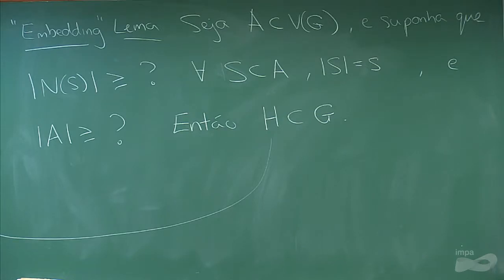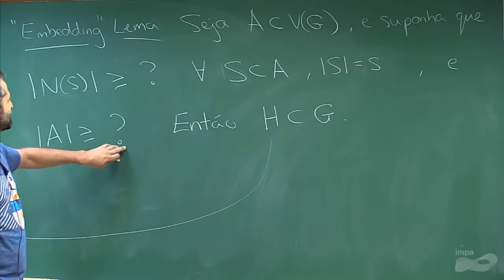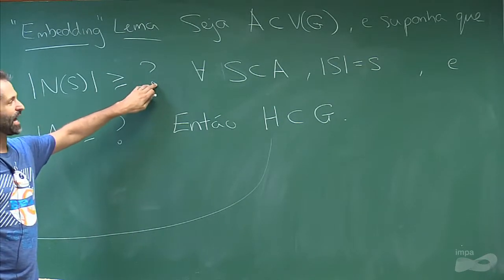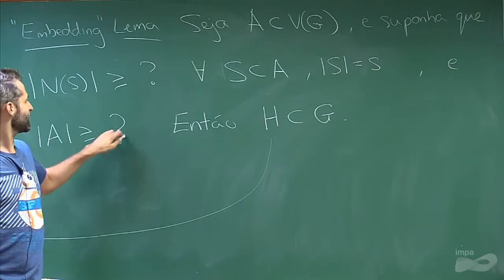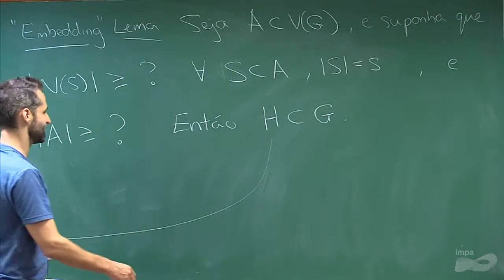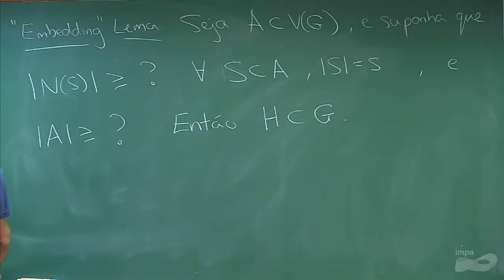Okay, so the embedding lemma says that you take this H, bipartite with this property. If there exists an A which is big and all S sets have large common neighborhood, then you can find H. So what are the conditions that you need for this argument? So this is H. H has these properties.